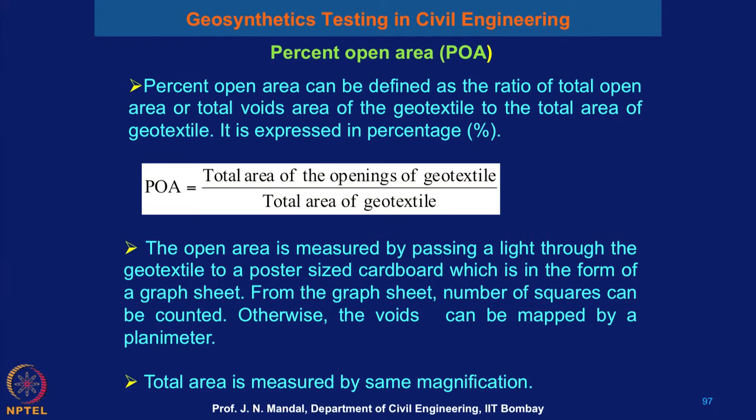Percent open area is designated as POA, that is, the total area of the opening of the geotextile divided by the total area of the geotextile. The open area is measured by passing light through the geotextile onto a cardboard in the form of a graph sheet, and from the graph sheet the number of squares can be counted. Otherwise, the void can be mapped by a planimeter. The total area is measured with the same magnification.